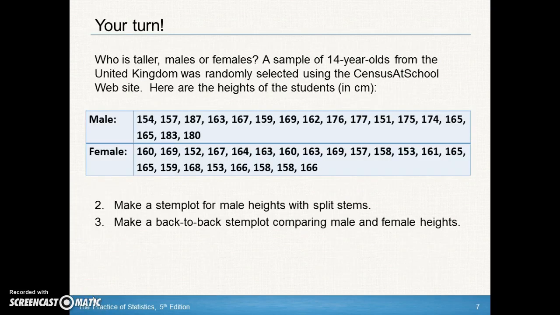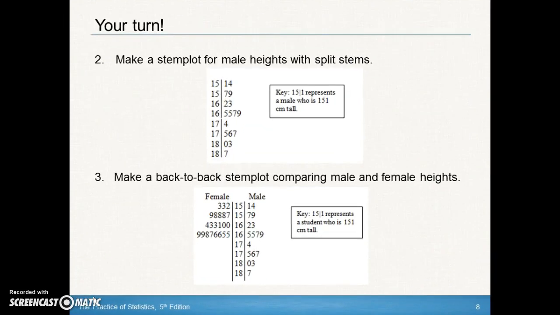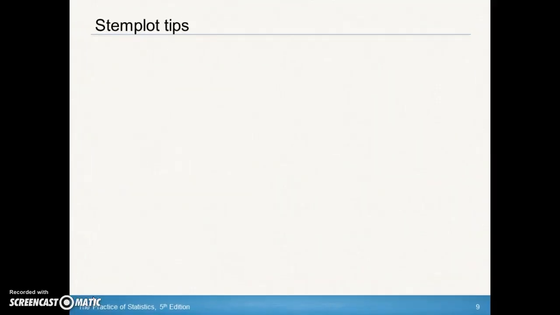So now I want you to try this. Pause the video, and you are going to use the same data set that you started to use before about height. You are going to make a stem plot for males where you split the stems, and then a back-to-back stem plot comparing male and female heights. Pause the video now to do that. Here are your answers. Compare your work to the answers here, and make sure you correct your work using your grading pen.